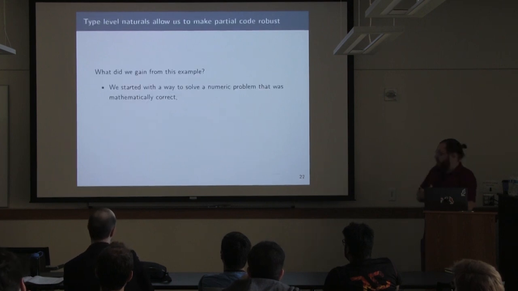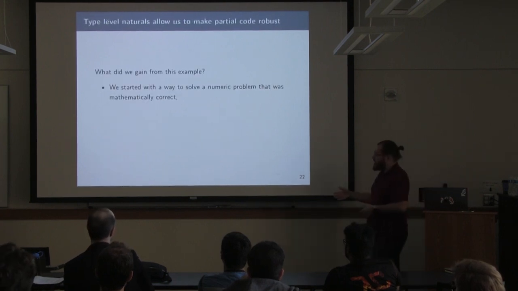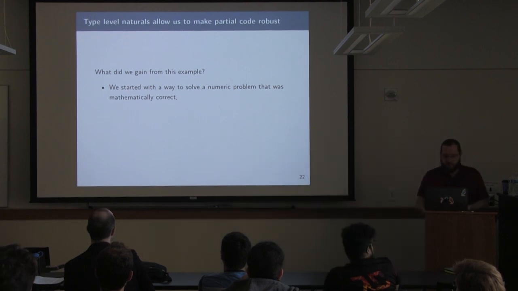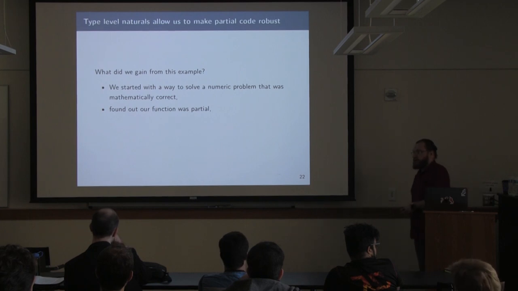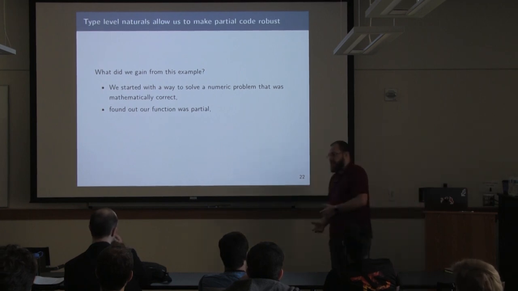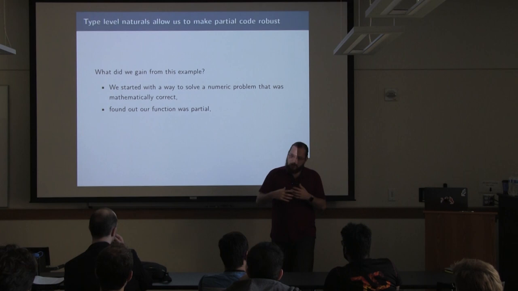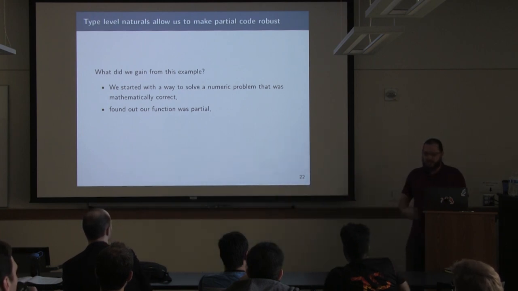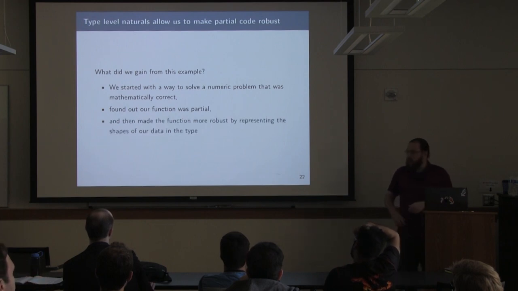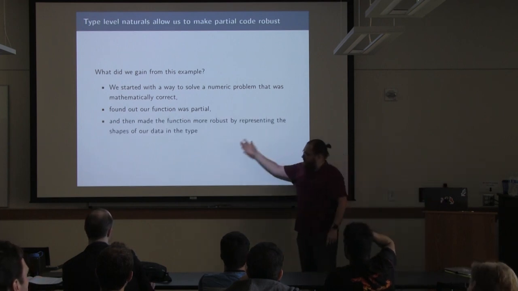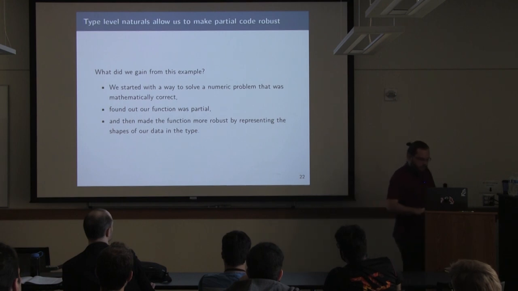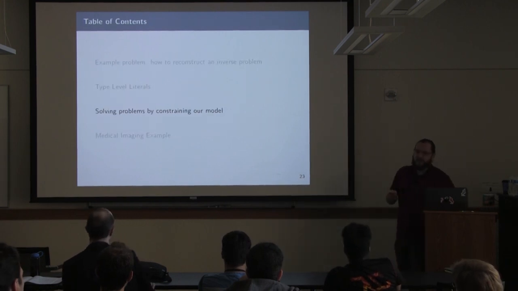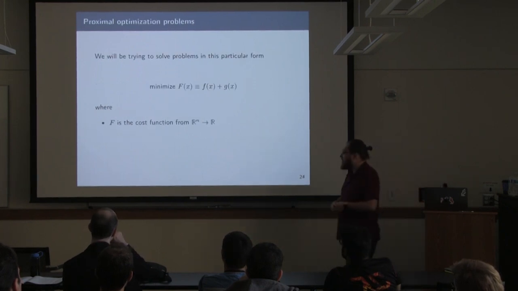So what do we gain from this example? We start off with a numerical problem that was mathematically correct, right? We understood how it worked from a linear algebra standpoint. But we found out our function was partial because of ways that we could actually run the function; we weren't constrained to follow the rules of linear algebra as we had originally written them. And then we made our function more robust by representing the shapes of our data in the type. So now we're going to run away and do very different types of problems using this concept.